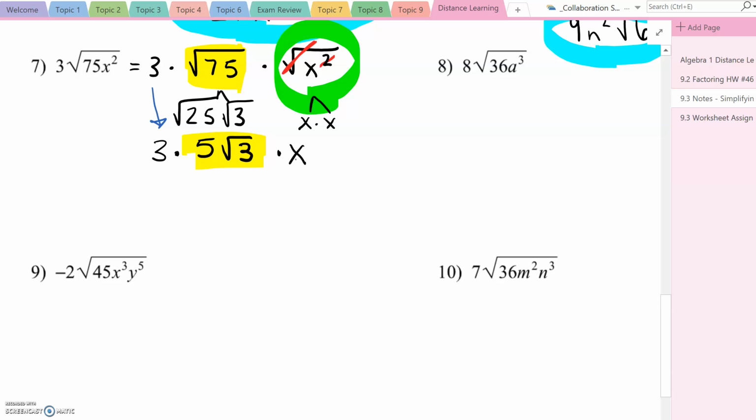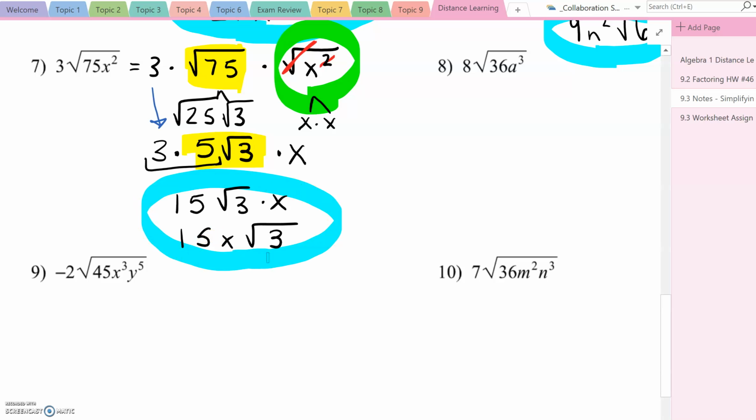Now, we want to finish this off. We're going to multiply 3 times 5, which is 15. Just to make it easier for you, I like to write the x in front of the square root, but you're also welcome to write it like I did above right here. So 15x square root of 3 is the simplified version of 3 square root of 75x squared. And anytime I'm using the square root, you could also use the word radical. It means the same thing.